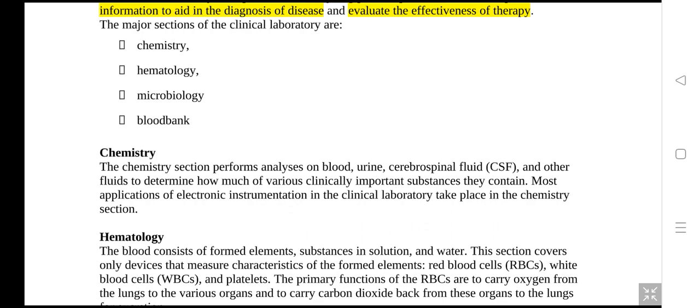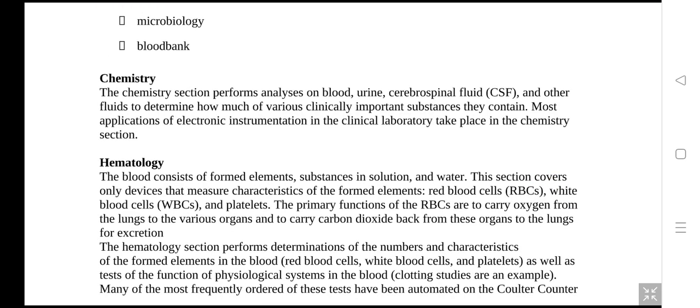Talk about chemistry: it has to do with analysis of blood, urine, cerebrospinal fluid, and other fluids to determine how much of various clinically important substances they contain. This is what you are familiar with. And even the hematology lab, you are familiar with this.